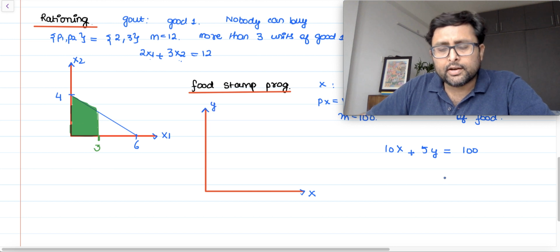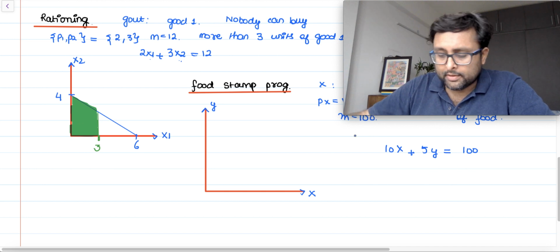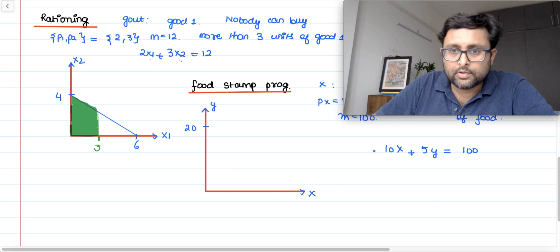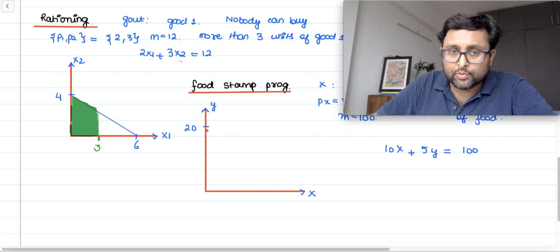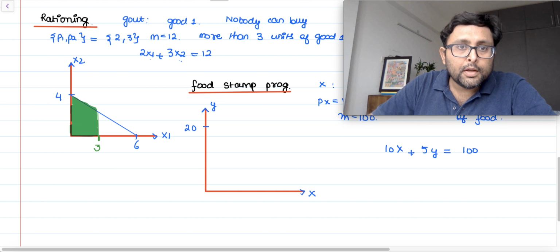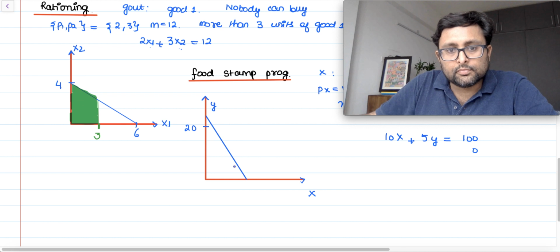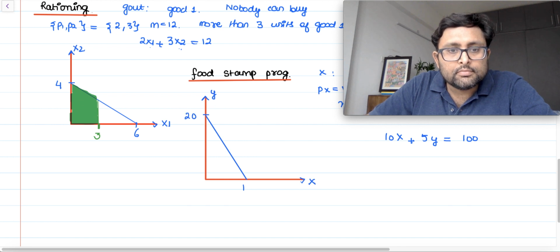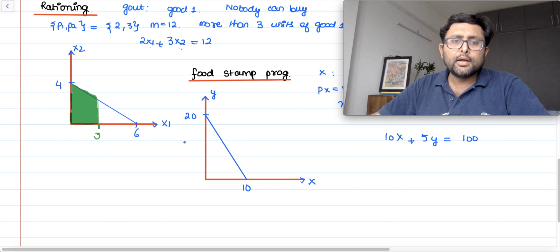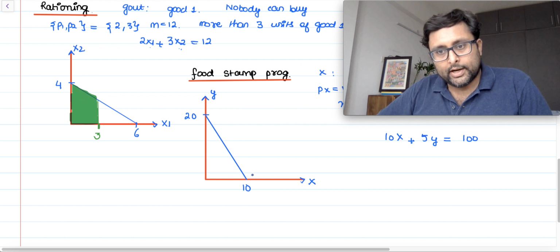You have x here, you have y here. If you just want to draw the budget line, how will it look? When x is 0, 5y equals 100, y equals 20. You can buy 20 units. When y is 0, 10x equals 100, x equals 10. You could have bought 10 units out here. Let's say here is 20. So y is 20 and x is 10. This is without any food stamp program. This is just a normal thing.